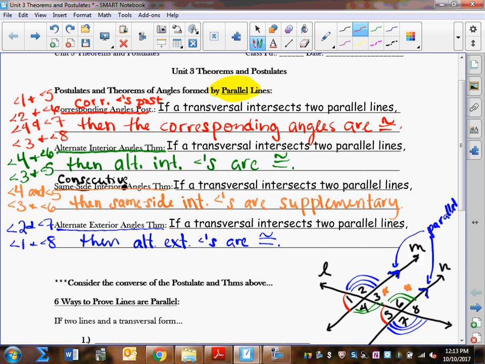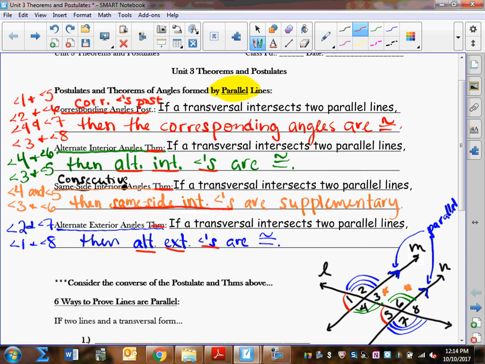Now you can kind of see here alternate interior angles theorem, so you can abbreviate that way. Same side interior angles theorem. And then alternate exterior angles there. So yes, there are a lot of pieces, but I will be very strict. If you don't have a piece, you get it wrong.